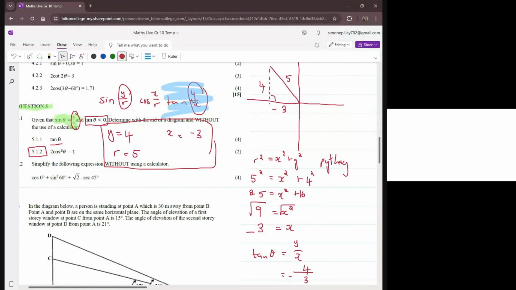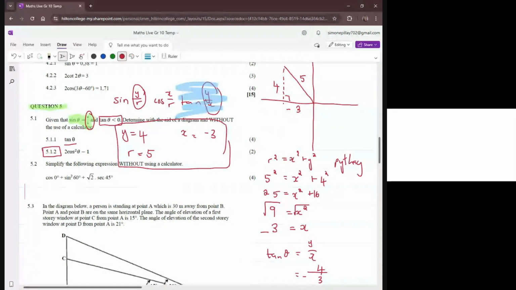The next question is special angles. There you are, 100% correct. Okay, so we're now going to move on to the special angles question. And basically what we do is, you see 0 is a special angle. 60 is a special angle. 45 is a special angle.